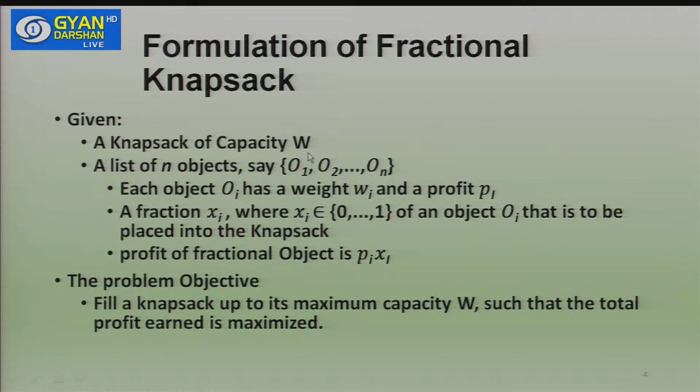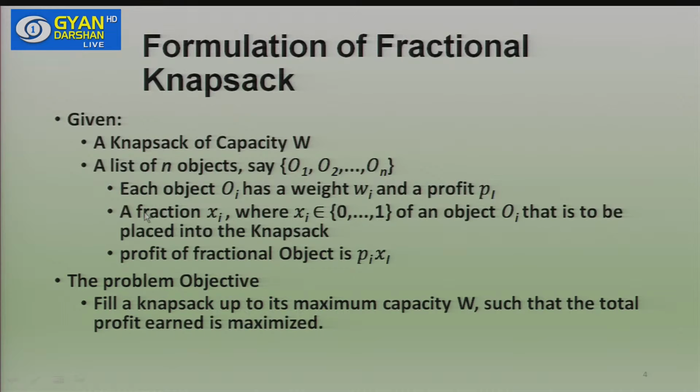But for the present time, let's assume that we are talking about the weight of the object. Then a list of n objects, say O1 to On. So these are n objects. Their naming is not that important, but each object has a weight, small w, Wi. So the ith object has a weight Wi, and a profit associated with that object is Pi. So if I pack this particular weight Wi into the knapsack, I'll be gaining Pi profit because of that.